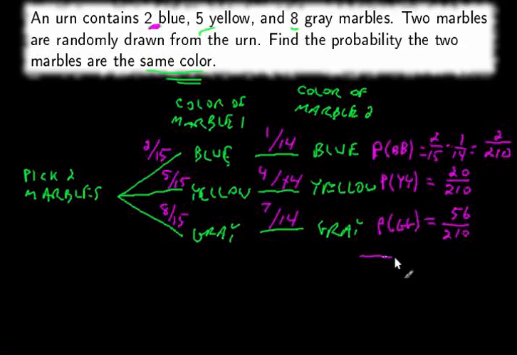And then finally, we add these 3 numbers. So since the denominators are all equal, we just add the numerators, 2, 20, and 56, which makes 78. So final answer, 78/210.